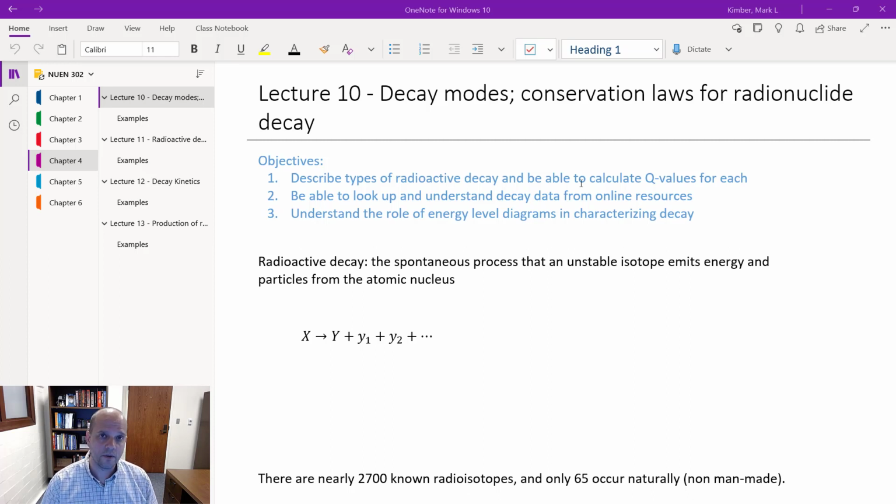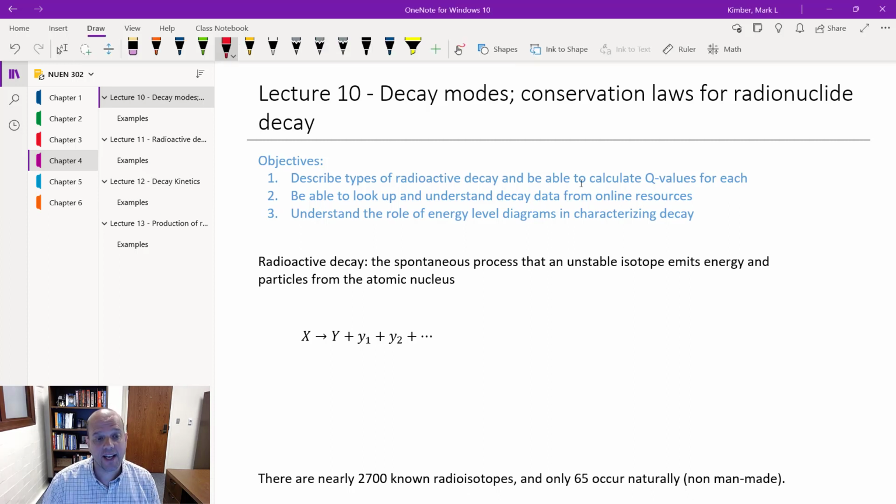We use the Q value to determine how much energy is released, but also the sign of that Q value helps us know if that particular type of decay is going to be spontaneous or not. And then we'll look at some of the online resources, understand the role of energy level diagrams, and step you through a couple of different nuclide chart resources to make sure that you understand how to navigate that information and understand what you're looking at.